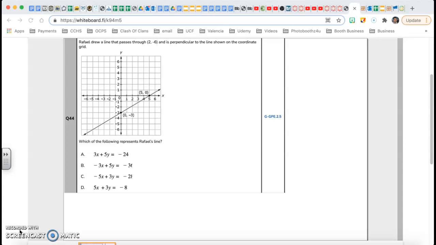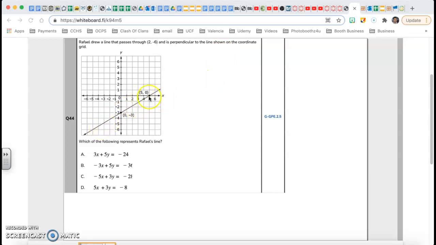Alright, so let's tackle question 44. Let's read. Rafael drew a line that passes through (2, -6) and is perpendicular to the line shown on the coordinate grid. Okay, he drew a line that passes through this and is perpendicular to this.